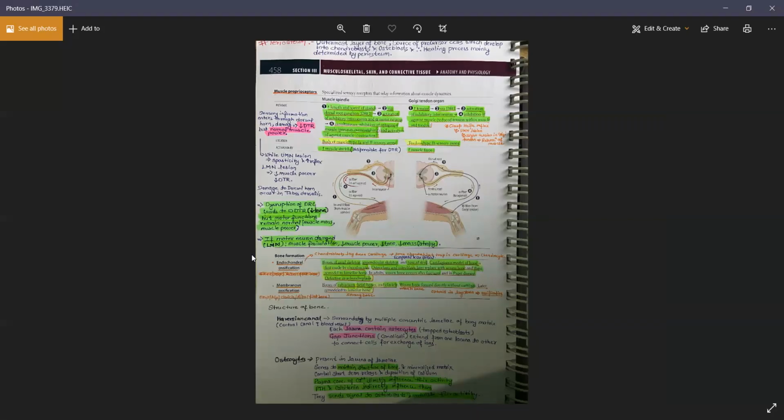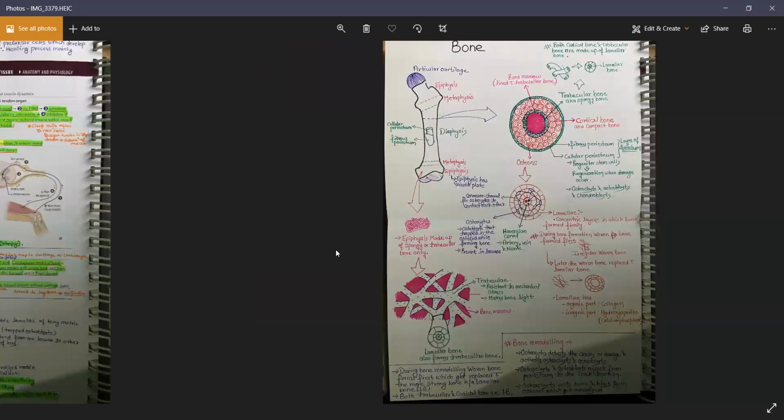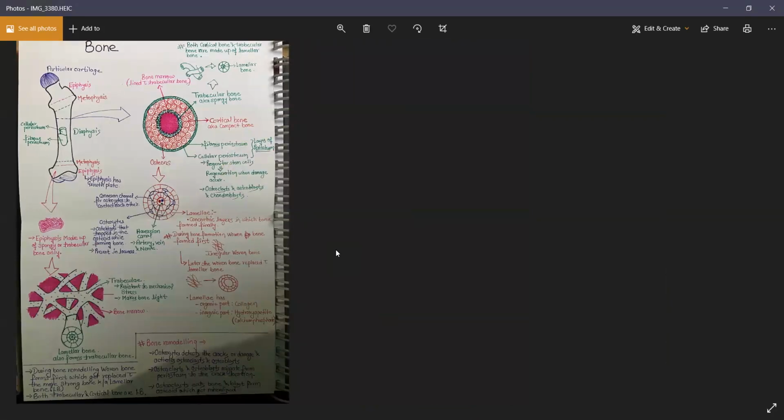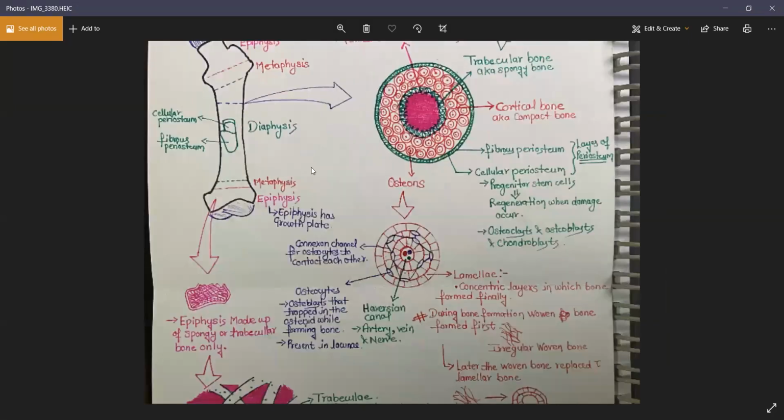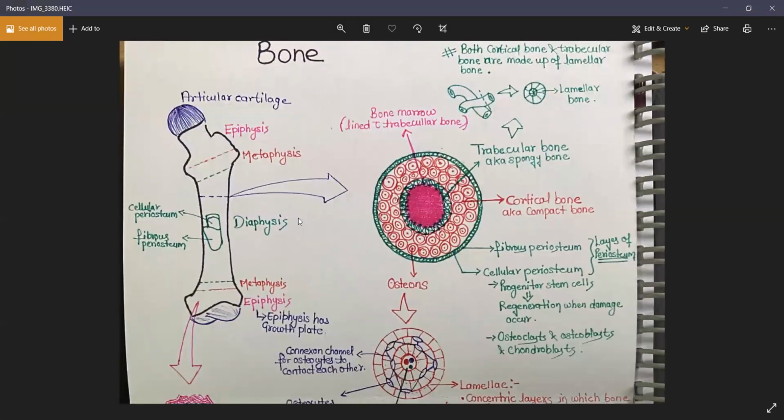Now let's discuss the bone structure. First we divide the bone into three parts. One is the epiphysis, second is the metaphysis, and third is the diaphysis. The part near the head is the epiphysis, and the part which makes the shaft of the bone is the diaphysis. The part in between the epiphysis and the diaphysis is the metaphysis, which contains the actual growth plate.